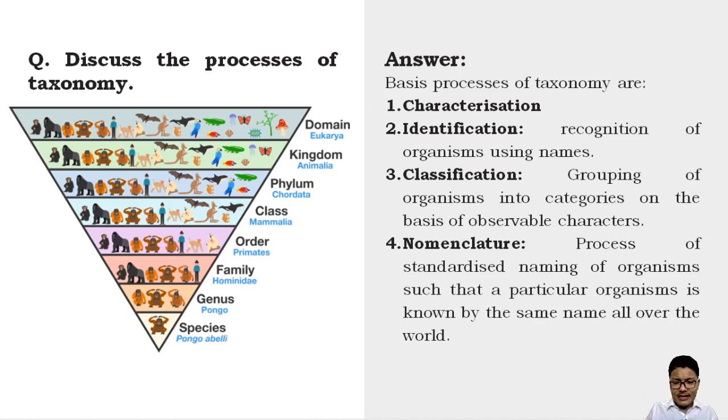And fourth, the last process, is to give a name to the living organism. We can't name living organisms on our own. If we give names on our own, then there is confusion. So nomenclature is a process of standardized naming of living organisms such that a particular organism is known by the same name all over the world. The name should be the same, and it should be referred to by that name throughout the world, so that there is no confusion among ourselves. There is no language barrier.